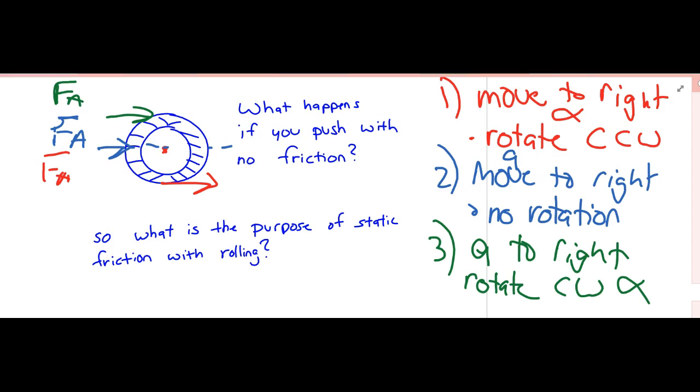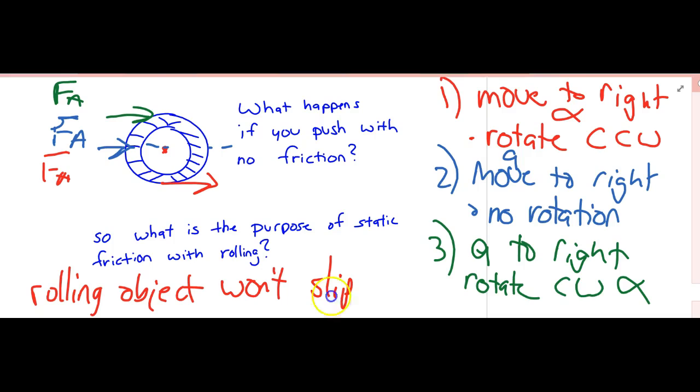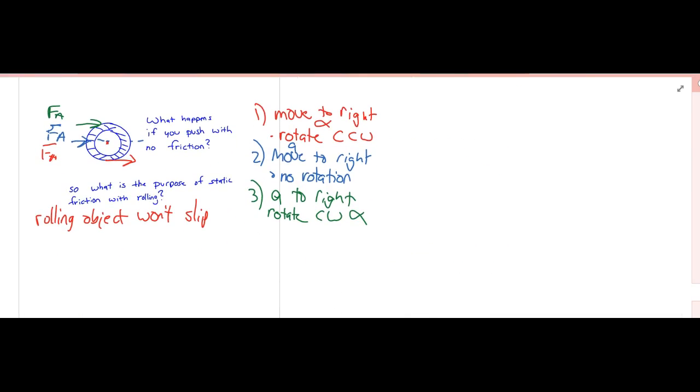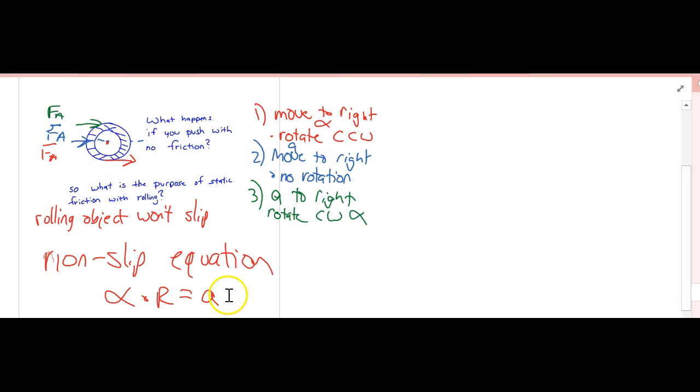So the purpose of rolling friction here is that a rolling object will not slip. Now, another thing that we end up with is an equation to help us, called the non-slip equation. It's going to help describe all of this. Non-slip equation. That equation is alpha times r equals a.